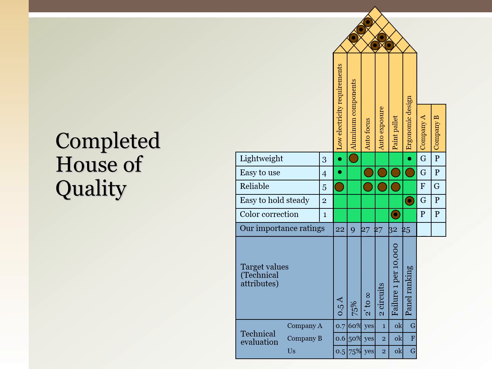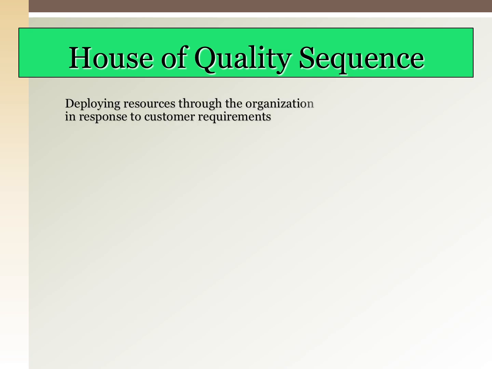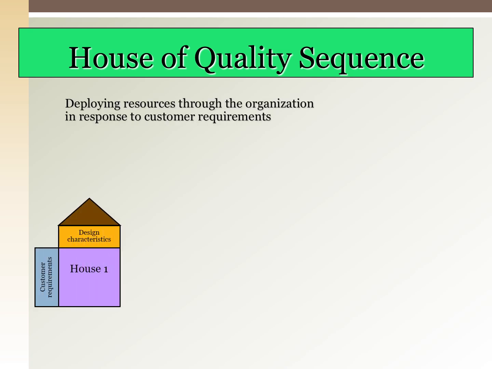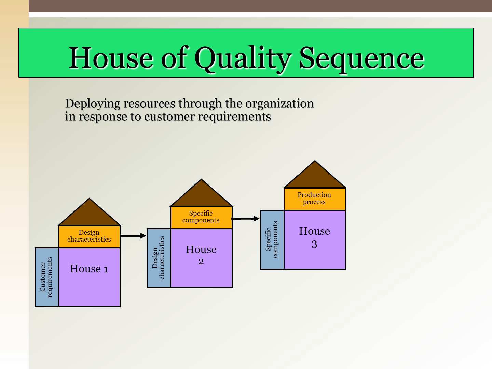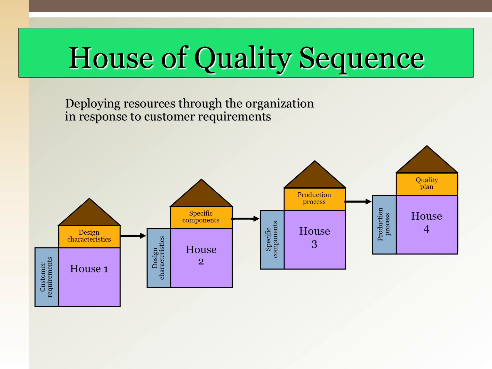So the completed house of quality looks like this. Remember the first design that I showed you, and this is how it looks when it's all finished. I'll leave this for you for your review for a moment. Please feel free to pause if you'd like. So the house of quality sequence is deploying resources through organizations in response to customer requirements. So you want your design characteristics, your specific components, the production process, and the quality plan.